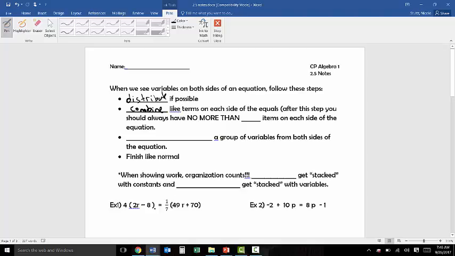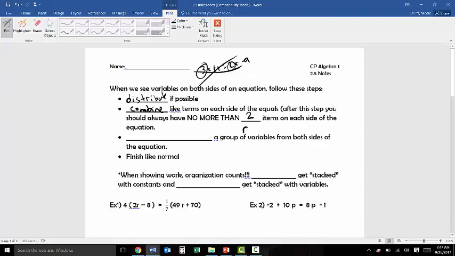Make sure when you combine like terms, those mean terms that are on the same side. If I have like 3r plus 1 equals 2r minus 9, you can't combine 2r and 3r. They're on different sides of the equal, so you can't put them together. Once you combine all your like terms, you should never have more than 2 items being added or subtracted on each side of your equals.